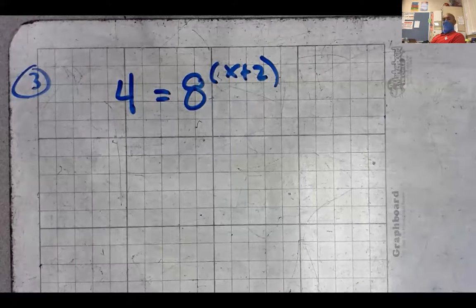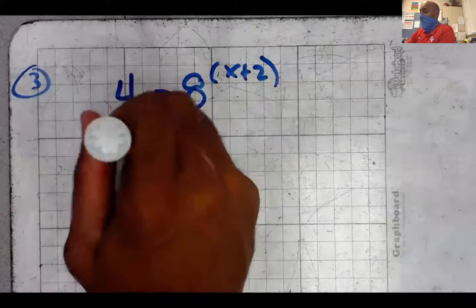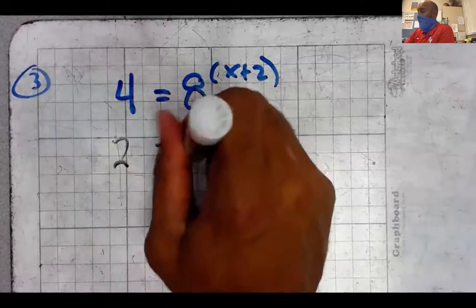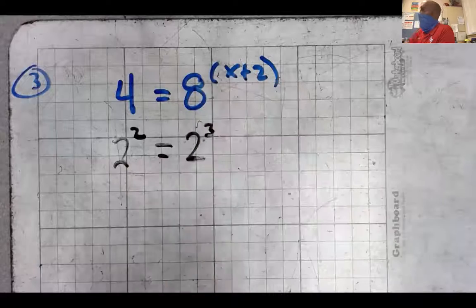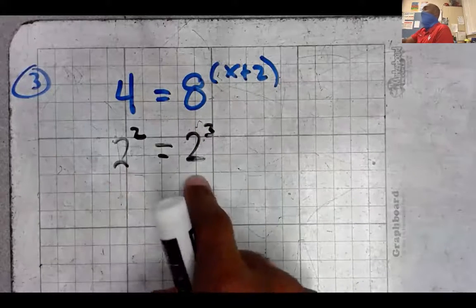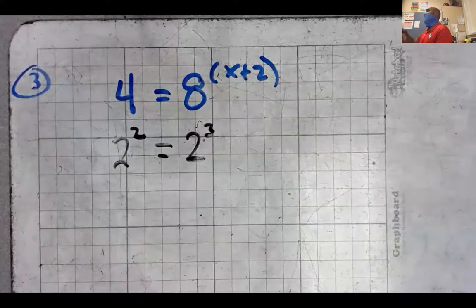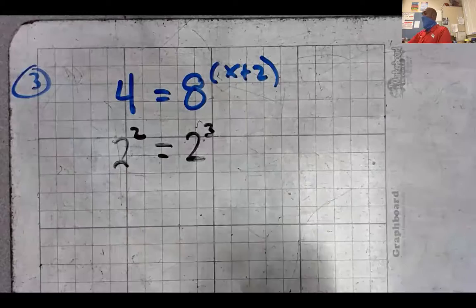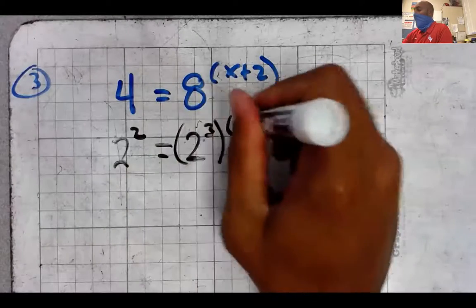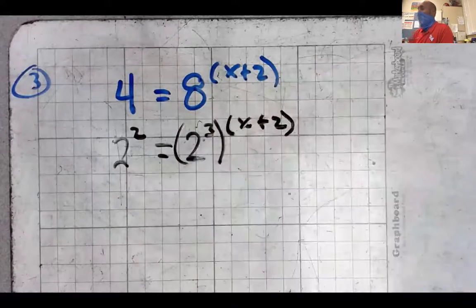Couldn't you make the 8 2 cubed and then the 4 2 squared? Oh, so we can change both of them. So that becomes 2 squared and 2 cubed. Now they're the same base. So we change both numbers in this case. But now we still have x plus 2 over here.